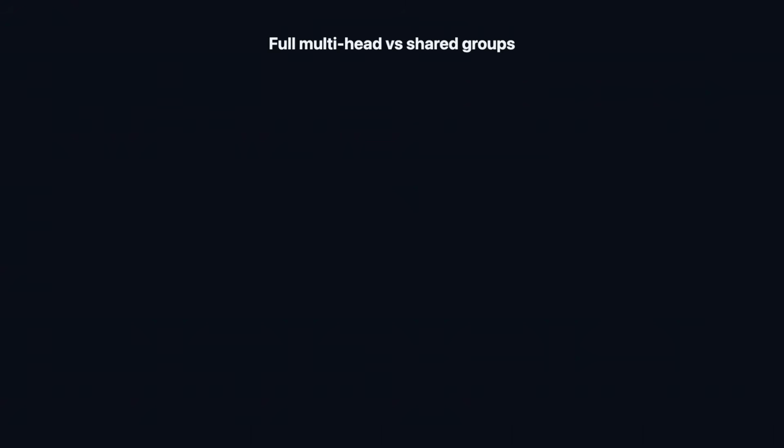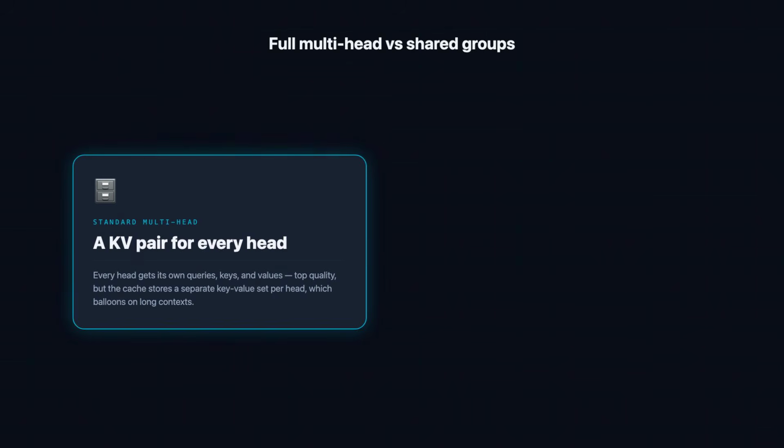First, let us see where GQA sits between two familiar extremes. Standard attention gives every head its own queries, keys, and values. That delivers the best quality because each head can look at the sequence in a completely independent way. But there's a price to pay. The KV cache has to store a separate set of keys and values for every single head, and that is precisely what grows huge and devours your memory on long contexts and large batches.